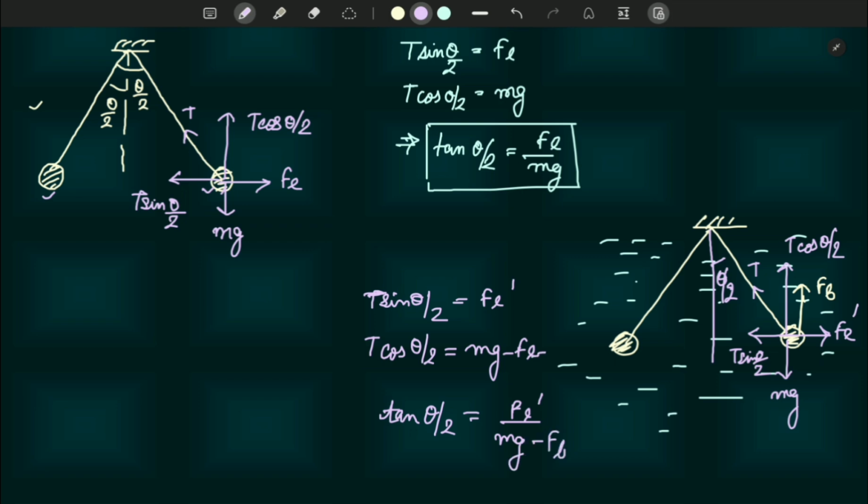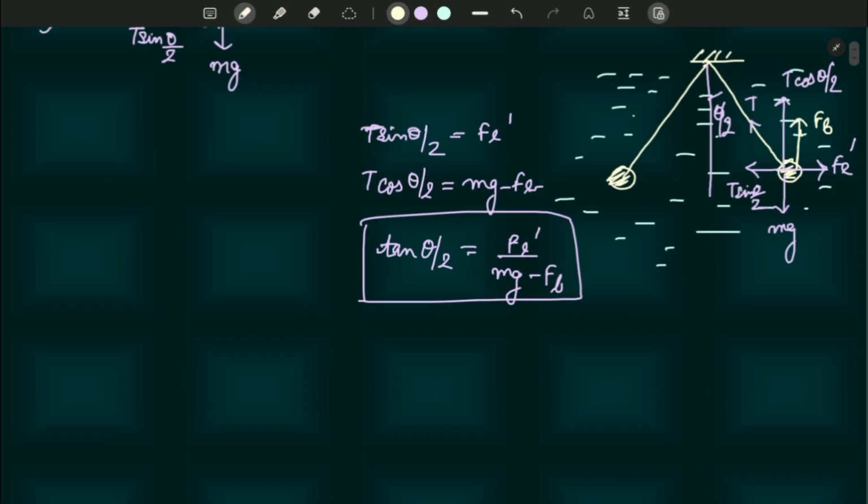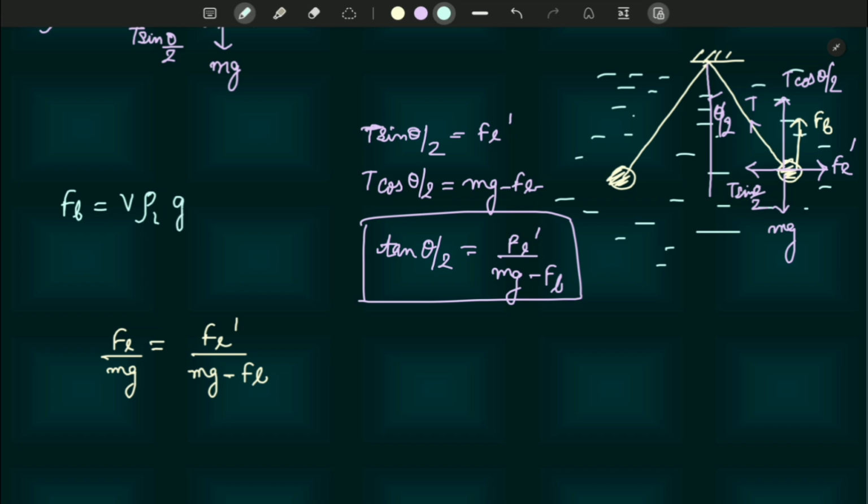So now we have got two relations. I will simply equate both of these equations and find out the result. I hope you understand how I am doing. Now equating them, Fe by mg equals Fe dash by mg minus Fb. Now before that, let me tell what is Fb, the buoyant force. Fb equals V rho liquid into g. V is what? V is the volume of the sphere immersed.